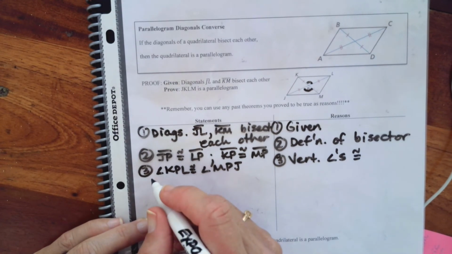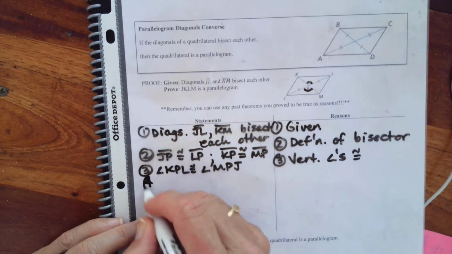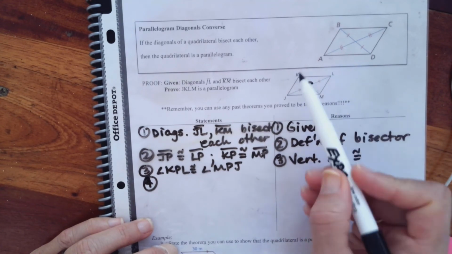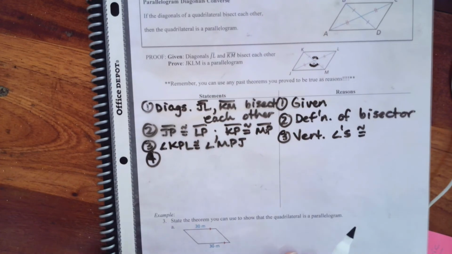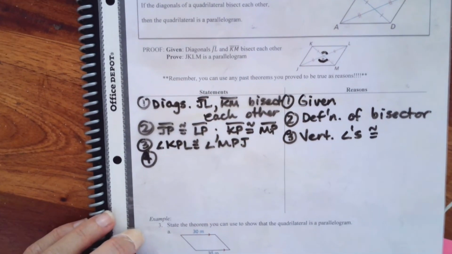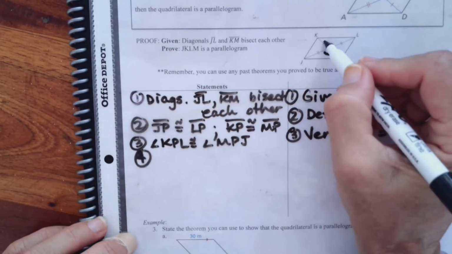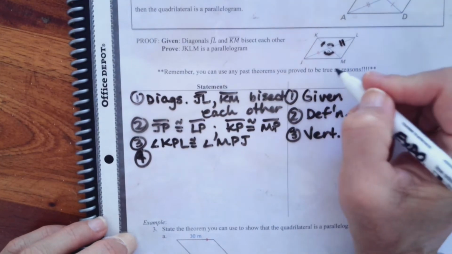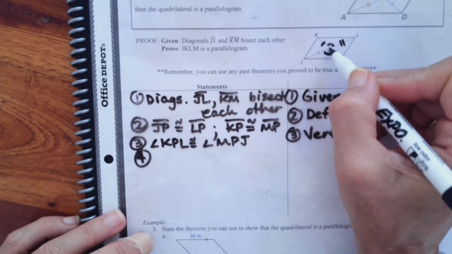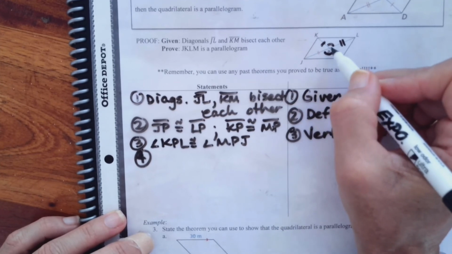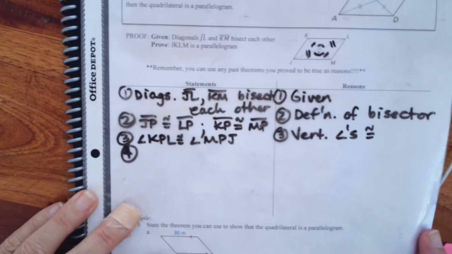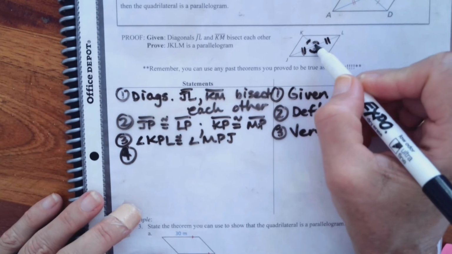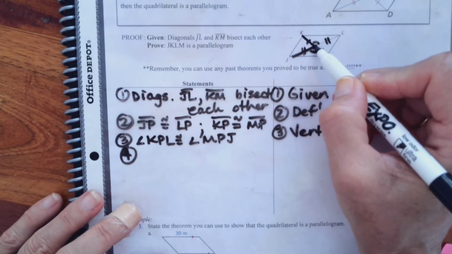And now I can say, what theorem can I use to say that these two triangles are congruent? Hopefully you can see it. Okay, I have a side here, I have another side here, and an angle in between. Side here, angle in between, and another side here. So it's going to be side, angle, side. Side, angle, side.